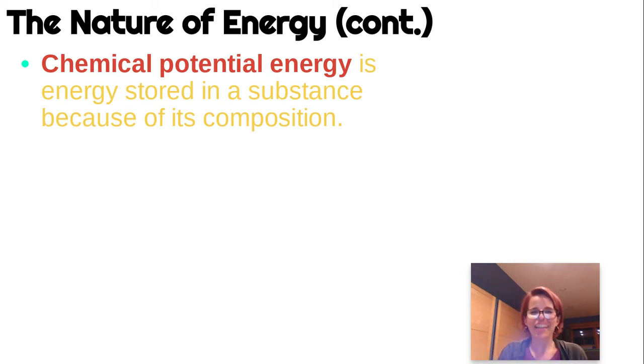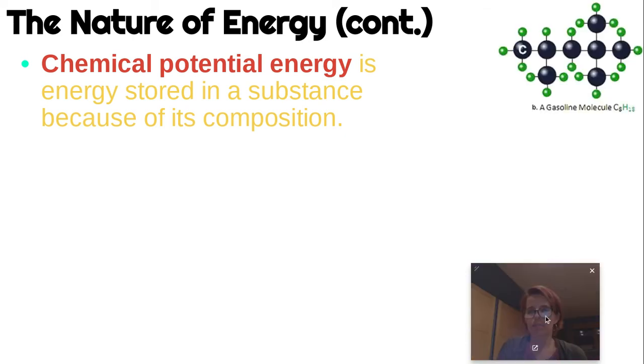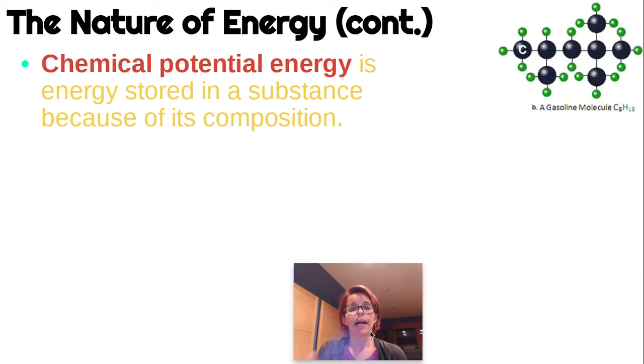All right, so what's chemical potential energy? Chemical potential energy is the energy stored in a substance because of its composition. I'm going to get my picture out of the way again here. So just to make a few points. This is a molecule of gasoline. The potential energy is in the bonds of this molecule that you can see. As these molecules get broken, energy is released. And for gasoline, that's quite a bit of energy.